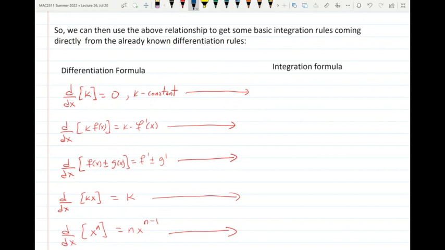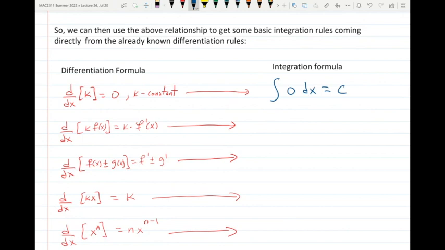Let's see, we know the derivative of a constant is 0, yes? So what would that mean in terms of integral? Remember, if I integrate both sides, then this tells me that the integral of 0, the integral cancels the derivative, so I'm going to get constant plus c. But what's a constant plus c? That's just another constant, so we call it c. So that means that if you integrate the 0 function, then what we get is just a constant.